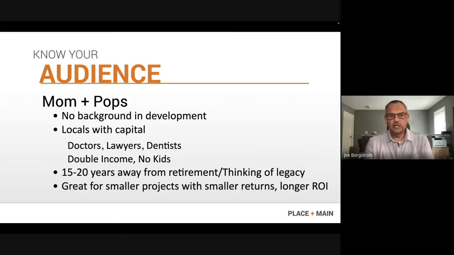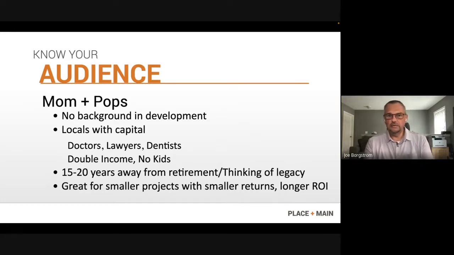And the challenge with the mom and pops is that lack of background in development. What happens 40-50% of the time is that they get into a project and realize it is going to be as expensive as it is going to be. And they end up probably putting in more money than they originally anticipated, but they're usually committed to the community. They're from the community. They typically don't invest outside of where they live. So they're going to be there for the long haul.